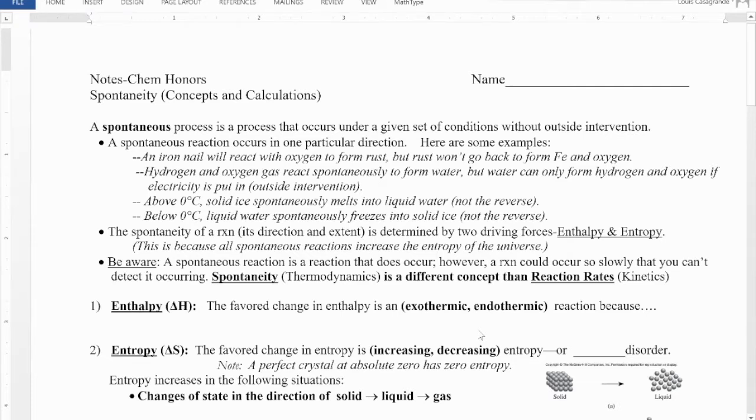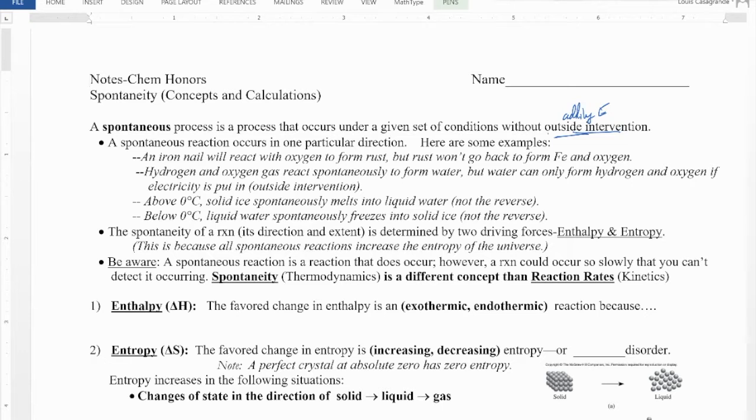So spontaneous isn't what it means when you're talking about a group of friends and just doing things because you feel like it. Spontaneous is a process that occurs, and it has to be able to occur under a given set of conditions without any outside intervention. And by outside intervention, we usually mean things like adding energy. All right, so a spontaneous process is one that you expect to happen just by mixing two chemicals together or by having a set of specific conditions.